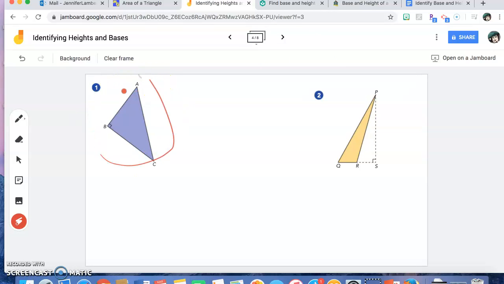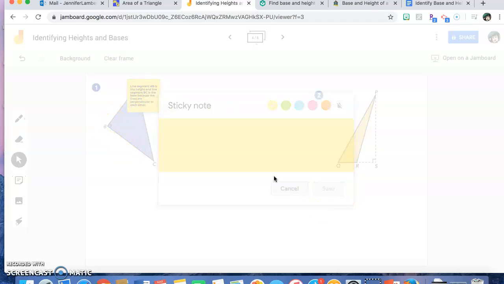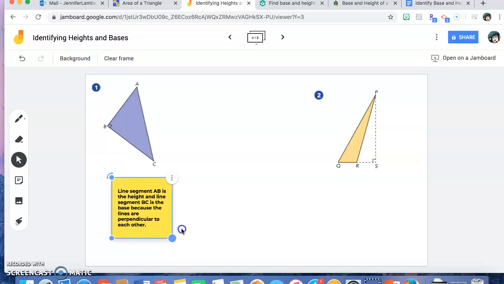On this example, AB would be a height and BC would be a base. A way to think about the base is like the bottom sometimes, but again, you're looking for that right angle. So I would say in this, line segment AB is the height and line segment BC is the base because the lines are perpendicular to each other. And you know that they're perpendicular because it forms a right angle, so you see that box in the corner there.